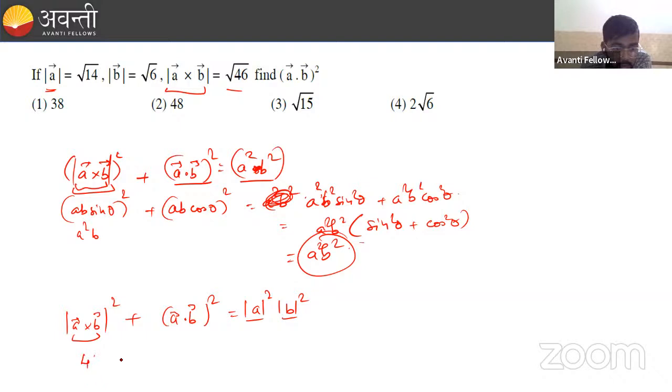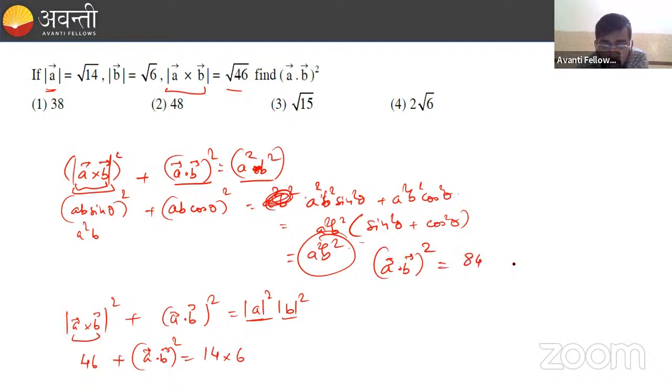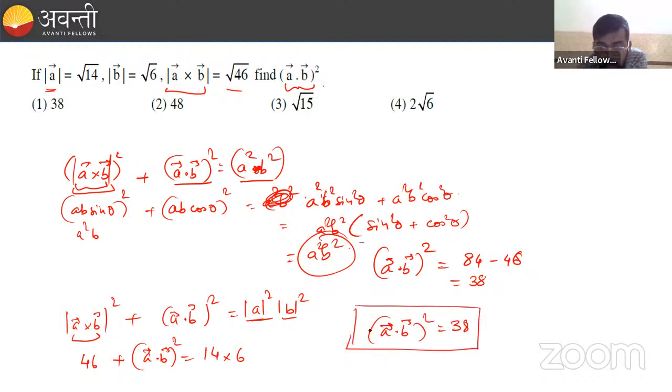So we will write 46 plus a bar dot b bar whole square equals mod of a square, which is 14, into mod of b square, which is 6. So we will get a bar dot b bar whole square equals 14 into 6, which is 84, minus 46. So this we will get as 38. Therefore the question is to find a bar dot b bar whole square, and we are getting a bar dot b bar whole square equals 38, right?